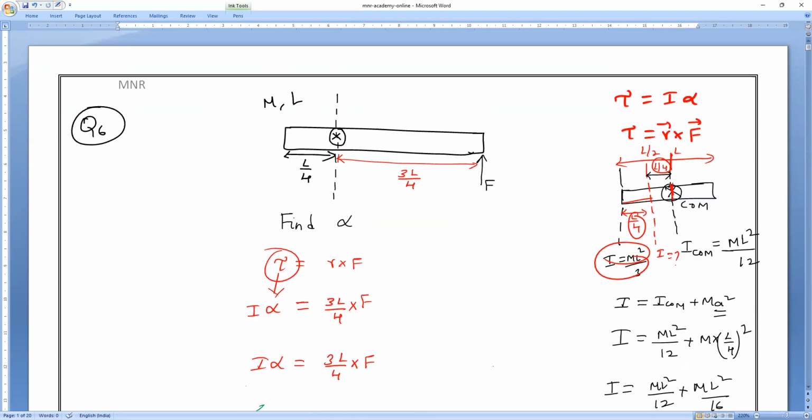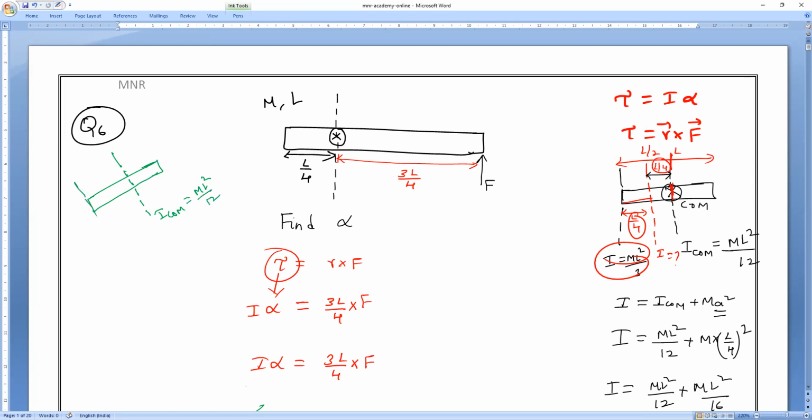So it's very simple. We know the moment of inertia of a rod through the center of mass. Center of mass is COM, which is equal to ML square by 12.